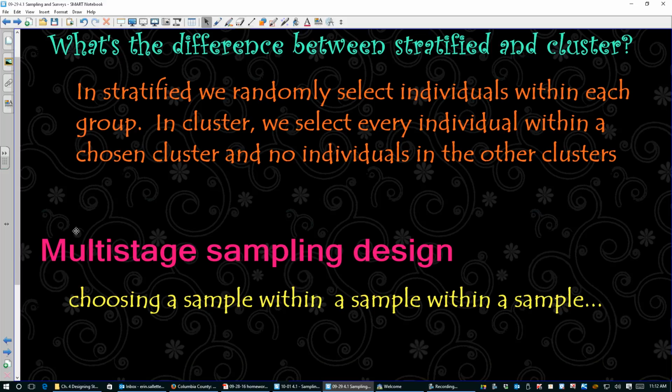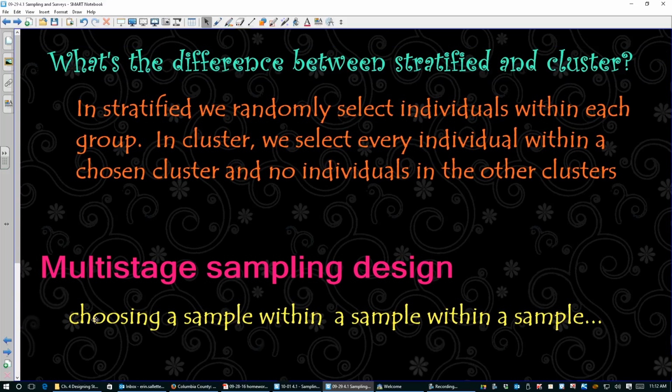Okay? And then we also have multi-stage sampling design, where we can choose a sample within a sample within a sample. And it sounds like it is tricky, and it really just narrows the scope of your sampling into smaller groups, but it still allows everybody to have a shot at being chosen, which eliminates bias.